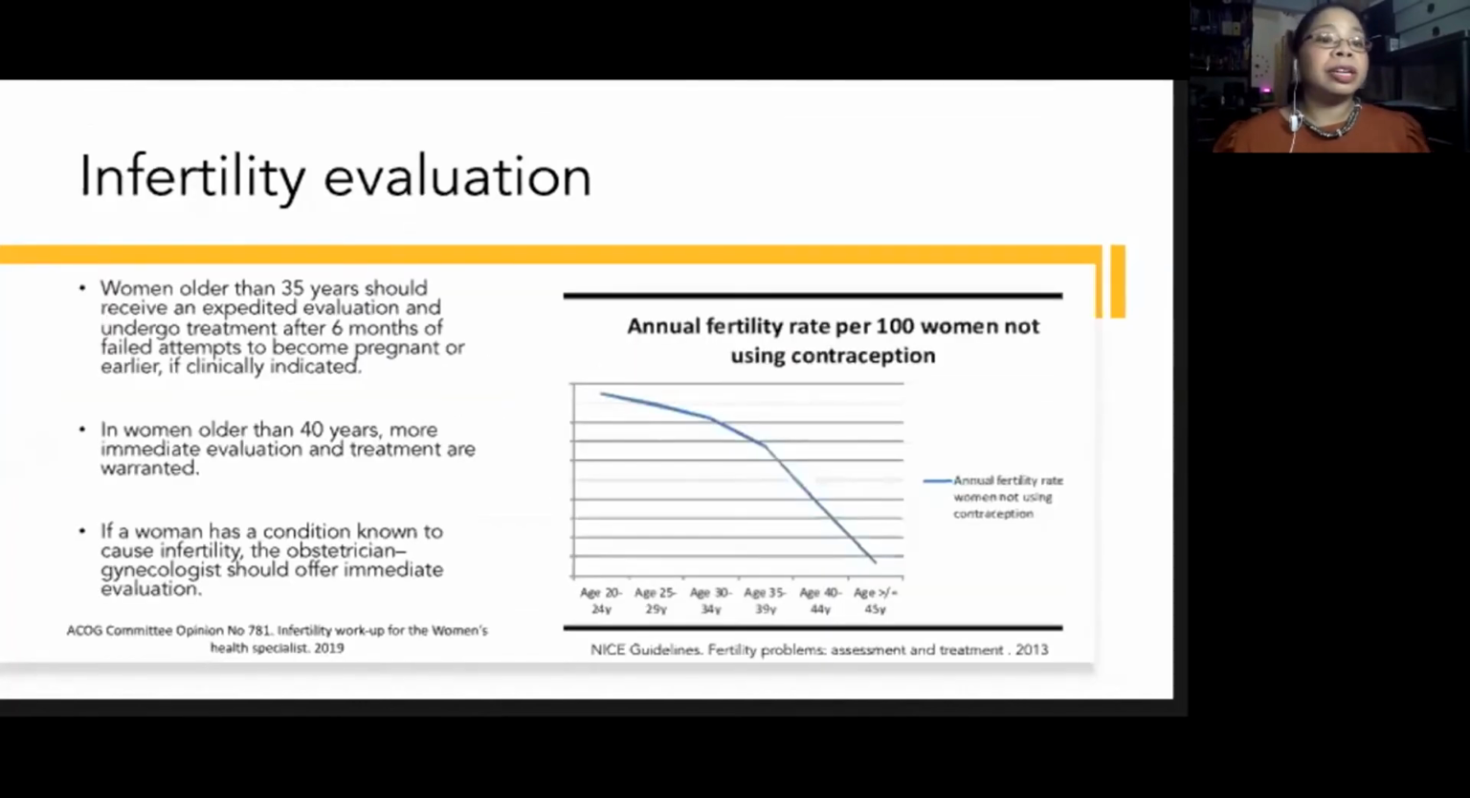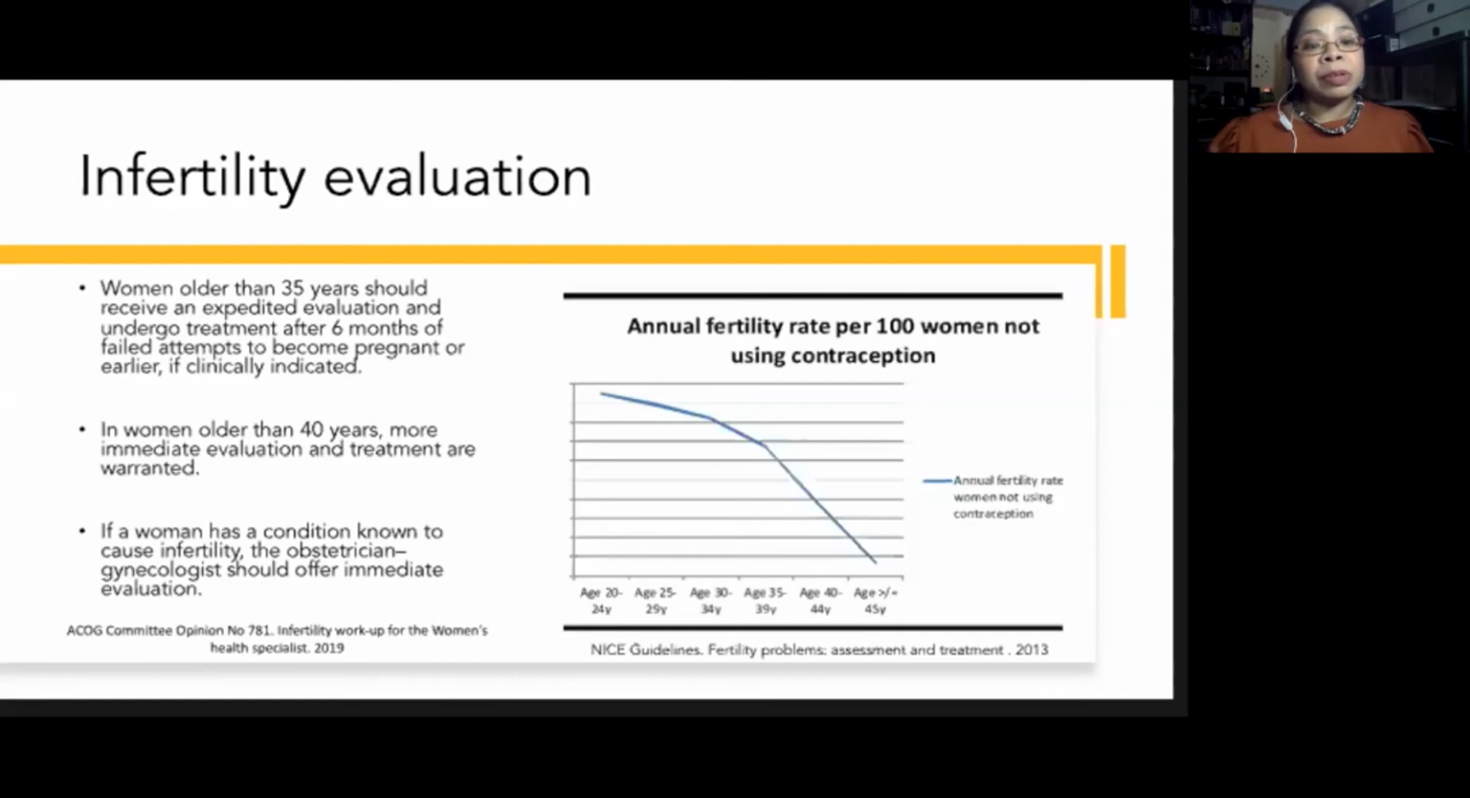For women older than 35 years old, they should receive an expedited evaluation and undergo treatment after 6 months of failed attempts to become pregnant, or earlier if clinically indicated. For women older than 40 years old, more immediate evaluation and treatment are warranted, or better yet, please refer them immediately to a reproductive medicine specialist.